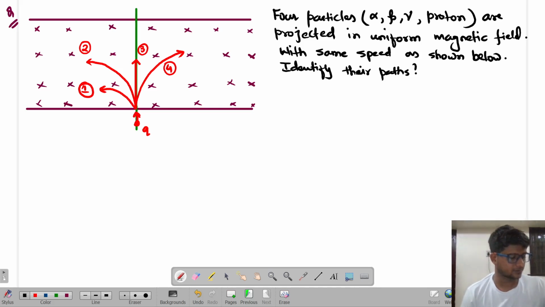Identify their paths. Which particle will go undeflected? Which particle is following trajectory 1? Which particle is following trajectory 2? Which particle is following trajectory 4? Tell me fast.